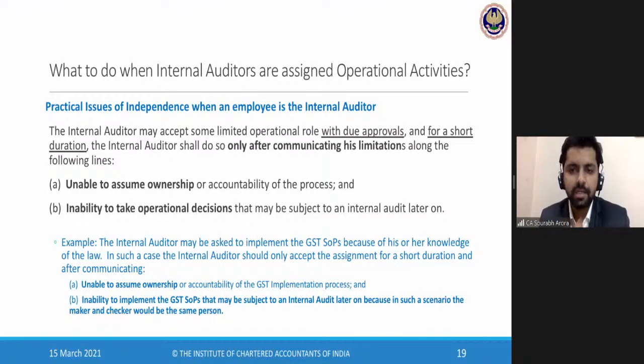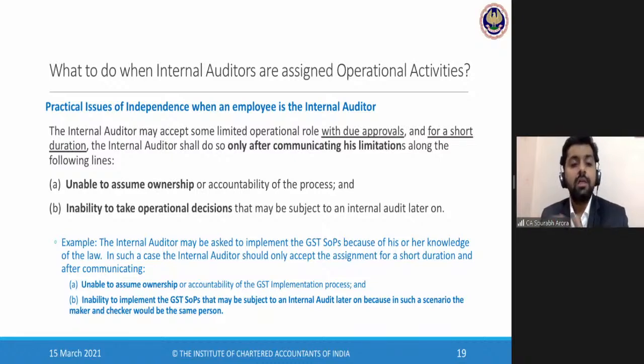So this is very critical to remember, that the employee internal auditors should accept the executive functions only after communicating limitations. And what are the limitations? A. That they are unable to assume ownership or accountability of the process. So the complete ownership or accountability cannot be forced upon them. B. Inability to take operational decisions that may be subject to an internal audit later on. So this is against the maker checker concept, that they should not take any responsibility which they will audit at the later stage. This will completely defeat the independence of the internal auditor.